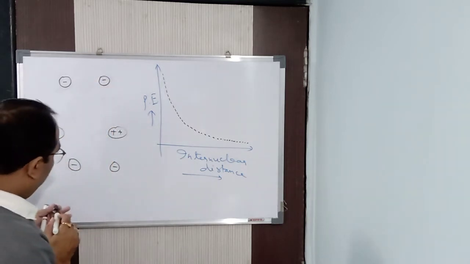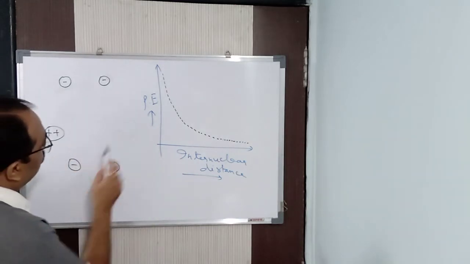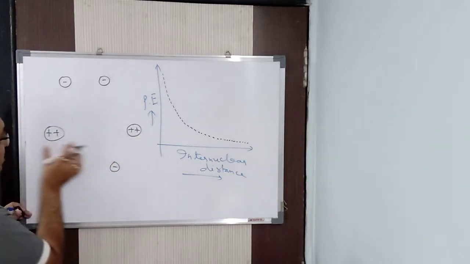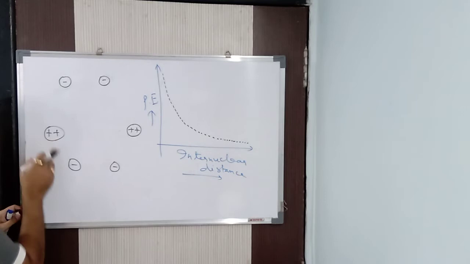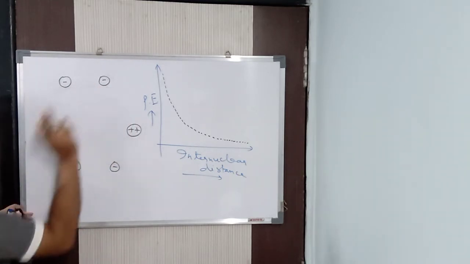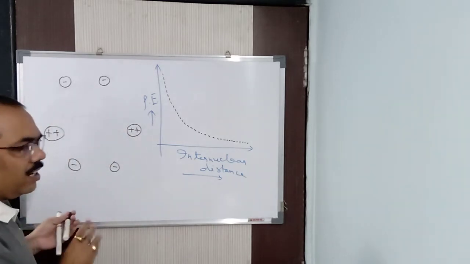Fine. In this way, we have taken two helium atoms. This is one helium atom, this is another helium atom. This helium atom contains two protons and two electrons, and this helium atom also contains two protons and two electrons. As you can see, two protons and two electrons.